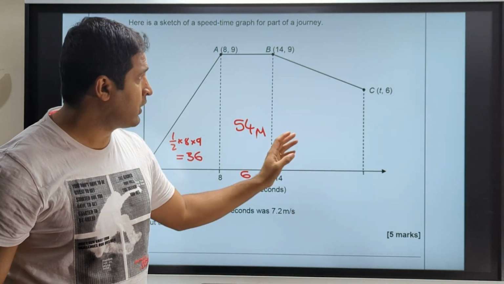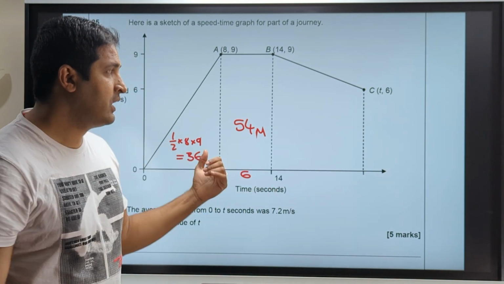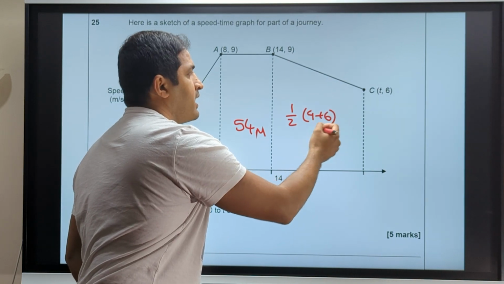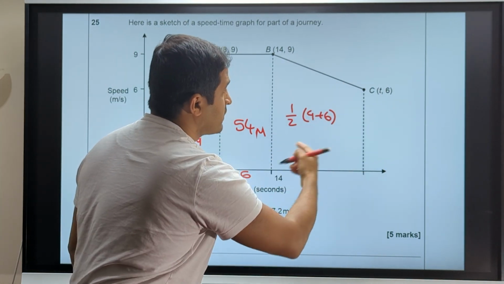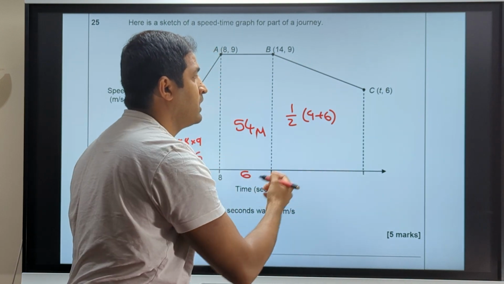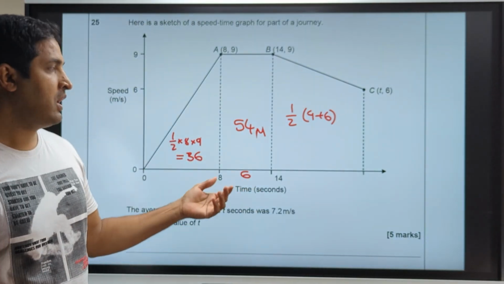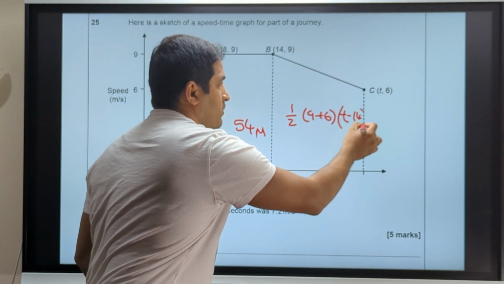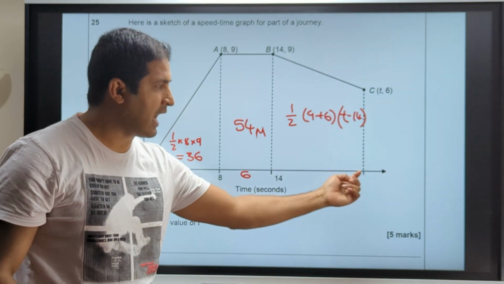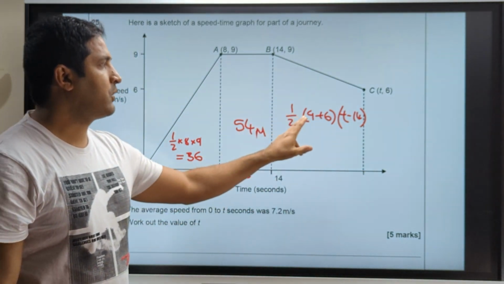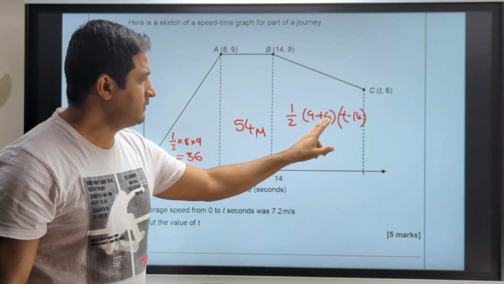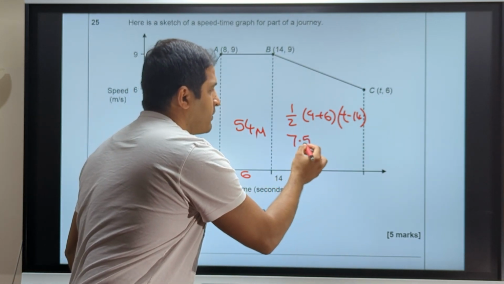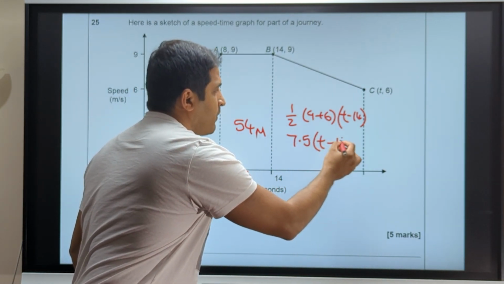And then what we've got is a trapezium where there's 9 and that's 6. So we're adding 9 and 6 together, and then multiplying by the height, which is the gap between them, going from 14 to t. We're going to have to do t minus 14. That's your height, because we don't know what t actually is, and that's what we're trying to work out. So 9 add 6 will give you 15. 15 divided by 2 is 7.5. So we get 7.5 times (t minus 14).